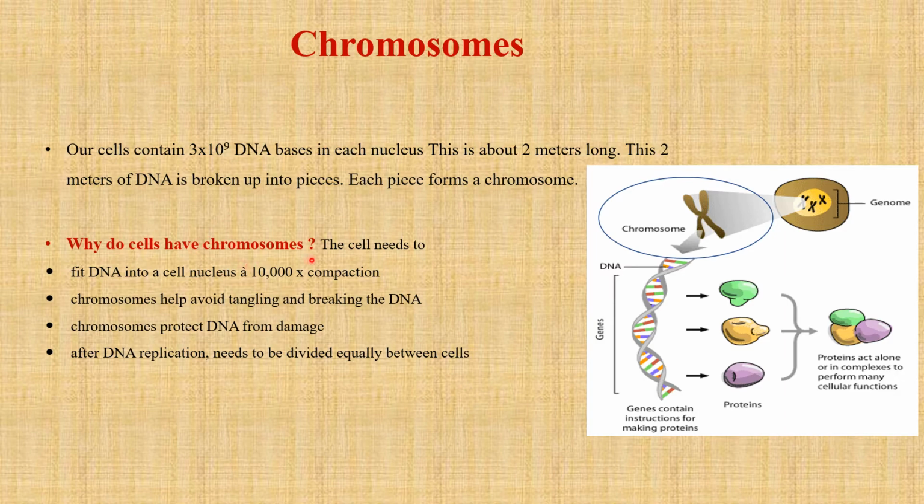Why do cells have chromosomes? The cell needs chromosomes to fit the DNA into the cell nucleus. And chromosomes help avoid tangling and breaking of the DNA. Moreover, chromosomes protect the DNA from damage. After DNA replication, chromosomes help the DNA to divide equally between the cells.